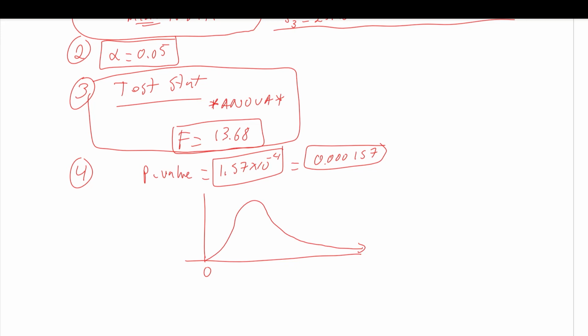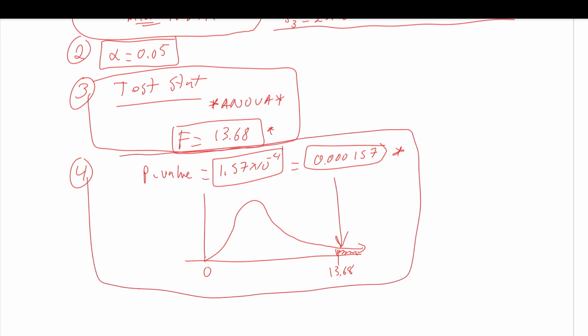Now, where do I place this 13.68 test stat here? Well, these are always right-tailed tests, so we have to place it in such a way that the area to the right of it is this small probability. So that's a small probability, so this test stat should be pretty far off to the right, 13.68. So that's what this value is. That's a complete step 4.